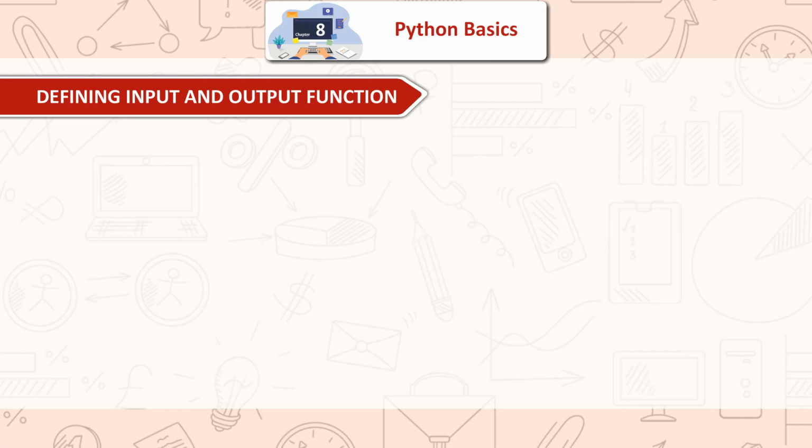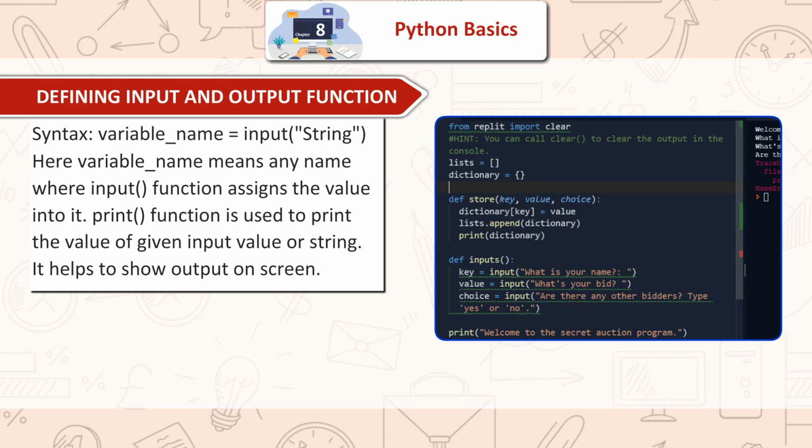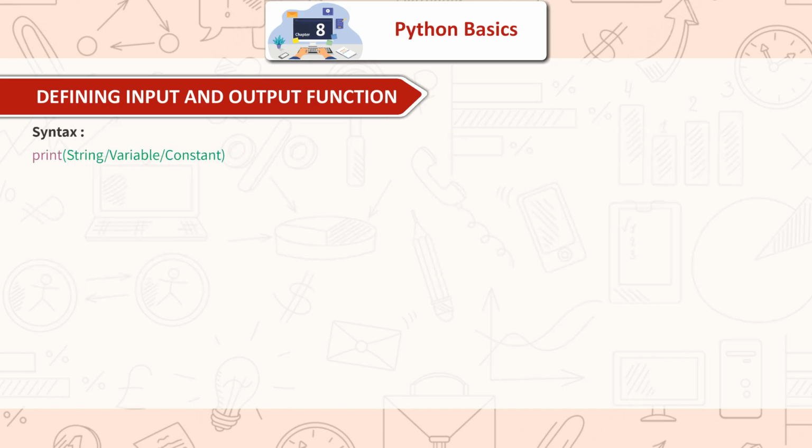Defining input and output function. Input and print are used for standard input and output operations in Python. The input function helps the user to input the values and text for the operation, and it always returns a string value. Syntax: variable name = input(string). Here variable name means any name where the input function assigns the value. The print function is used to print the value of a given input value or string. It helps to show output on screen. Syntax: print(string, variable, constant).